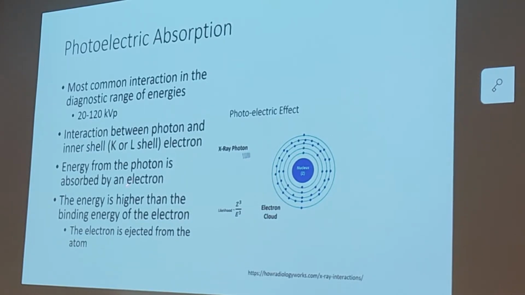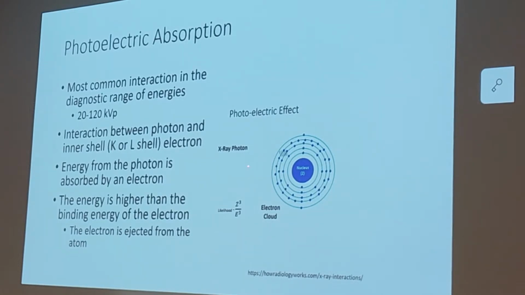The energy from the photon is absorbed by the electron. You know how in Compton, you hit the electron and one third gets absorbed but two thirds gets released? In this one, everything gets absorbed, correct? The energy is higher than the binding of the electron, which is why it gets ejected. What happens if the incident photon doesn't have as much energy as the orbital electron's binding? Does it knock it out, or does it stay in place? It stays in place. But if it's higher energy, it knocks it out. Correct.